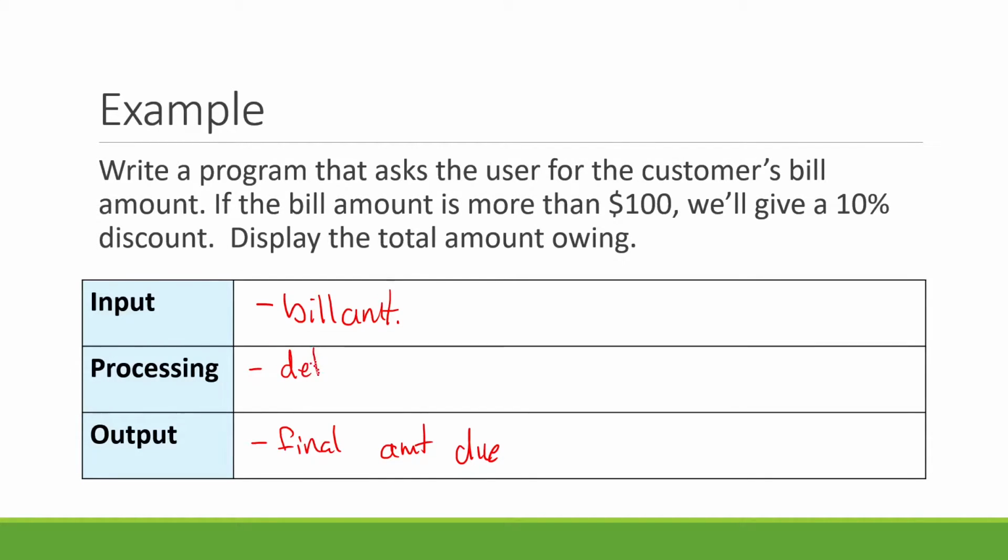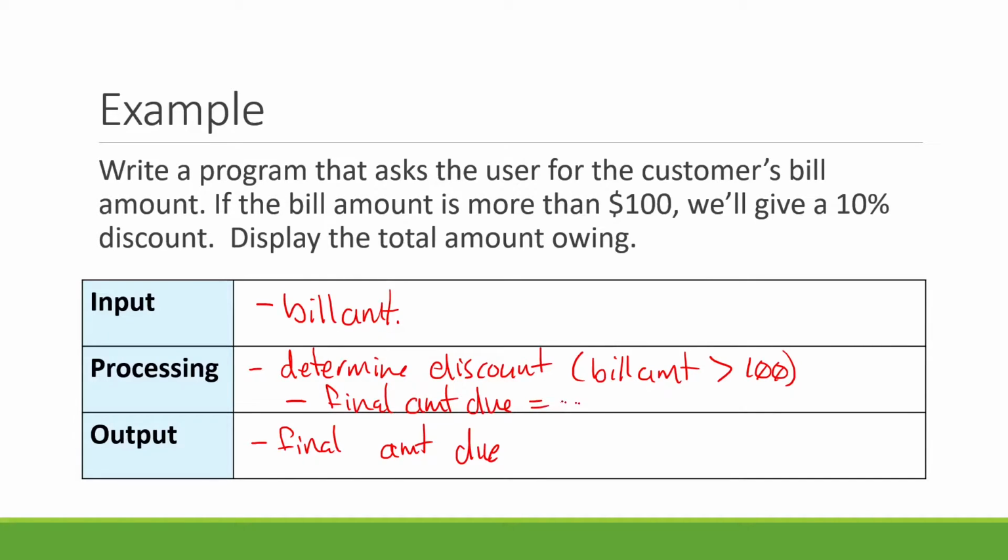So determine discount. And that would be based on whether the bill amount is greater than 100. If there is an actual discount, then I'm going to have to recalculate the final amount due as 10% of the bill amount.